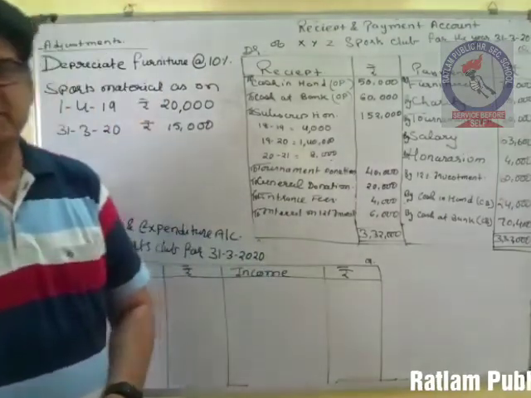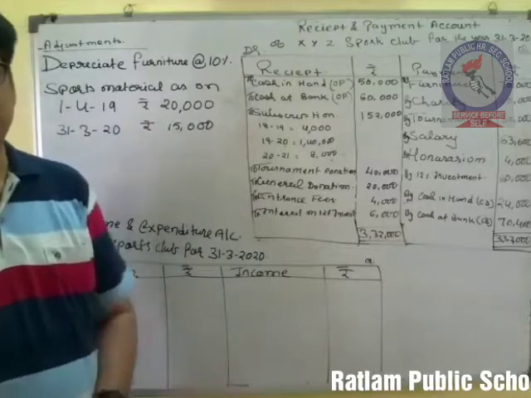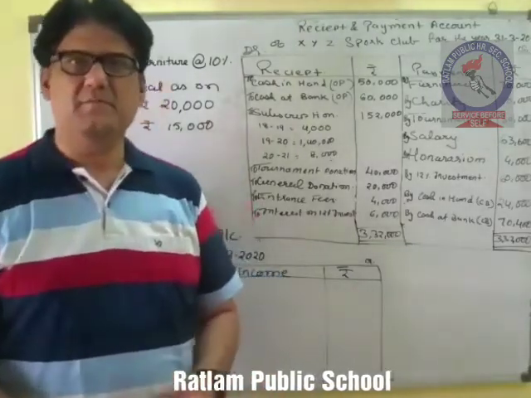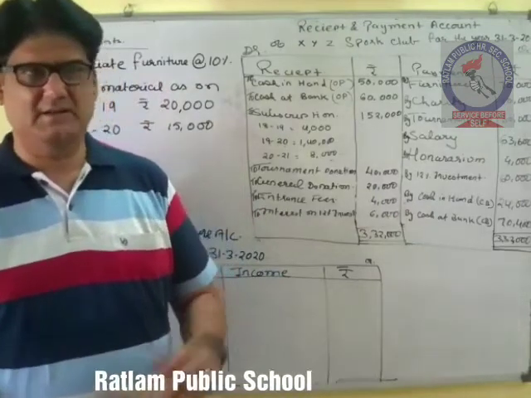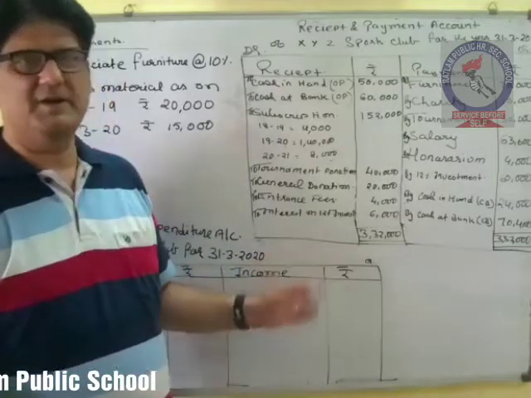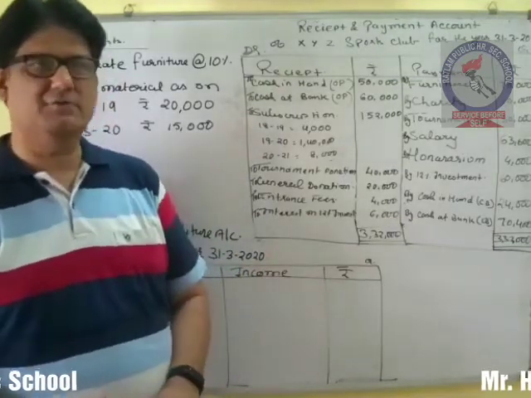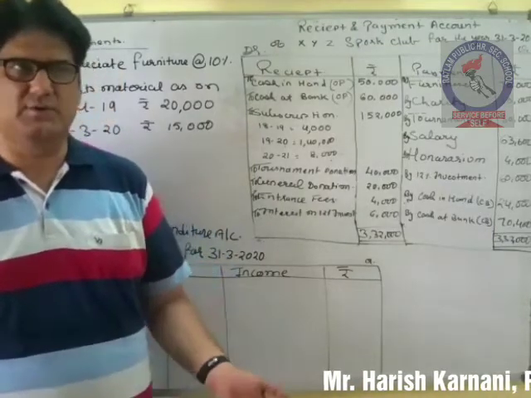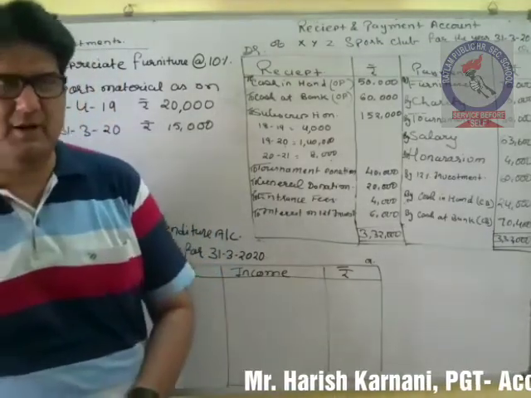Now we will be seeing the preparation of the income and expenditure account with the help of the receipt and payment account. After the preparation of receipt and payment account from the summary of the cash flow, now we have to move for the preparation of the next account, that is known as income and expenditure account.